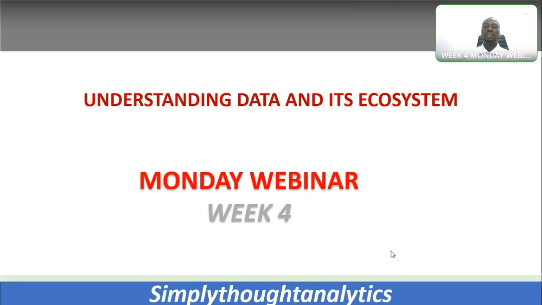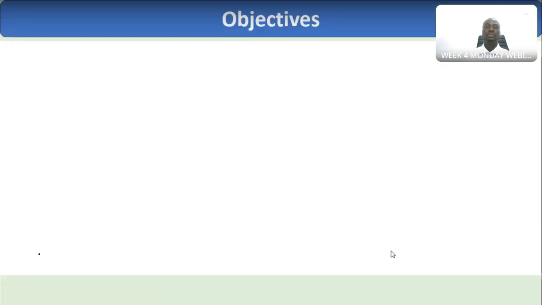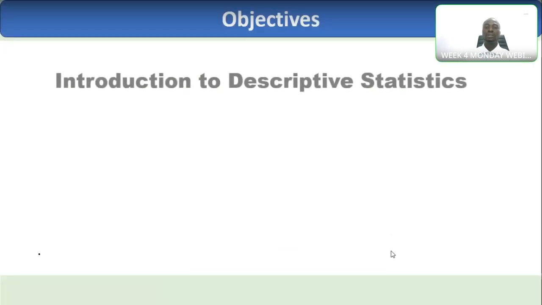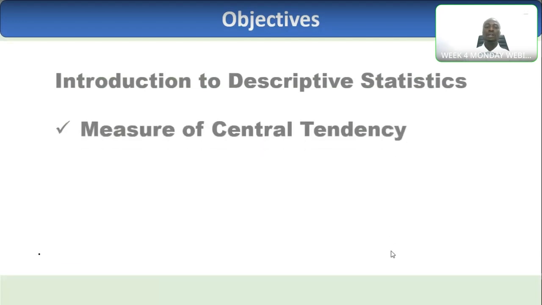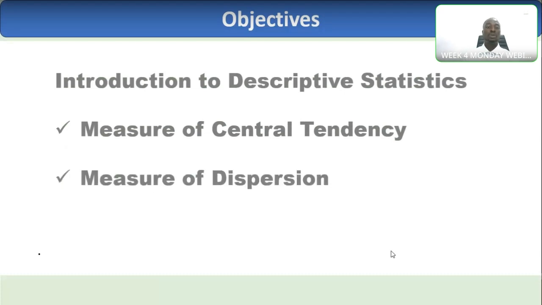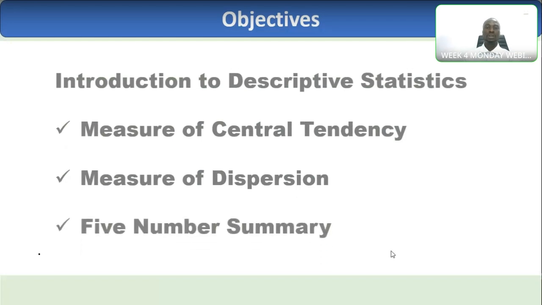Today, we are going to be looking at some basic introduction to statistics. So let us get at it. We are going to be looking at what descriptive statistics is all about, and we are going to be looking at measure of central tendency. We are going to be looking at the measure of dispersion and 5-number summary. If we are unable to finish all of this in today's session, we are going to be looking at the remaining in the next webinar.